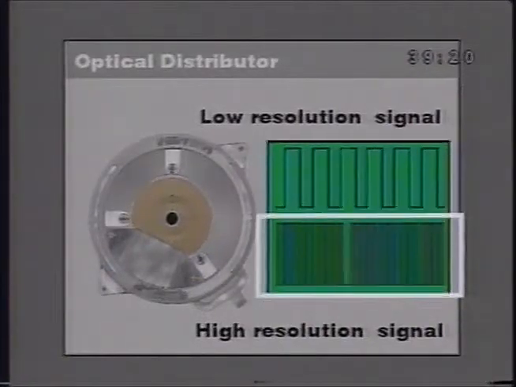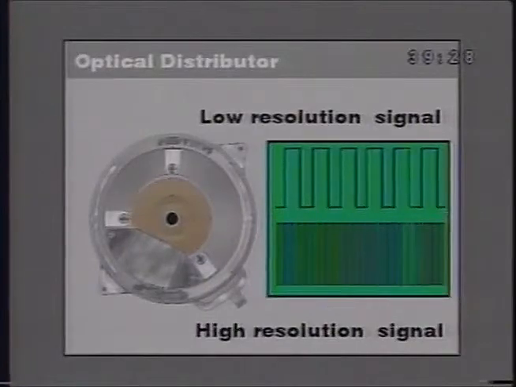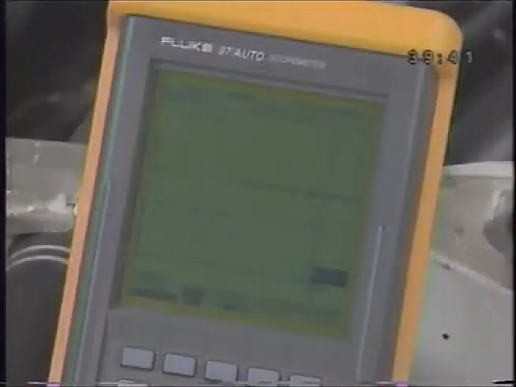The high-resolution signal gives the computer a precise signal indicating crankshaft position. This signal is divided into 360 parts. The computer receives a signal every 2 degrees the crankshaft turns. By analyzing these 2 signals, the computer controls ignition timing and fuel delivery accurately. Scopemeter provides an easy way to examine these 2 signals.